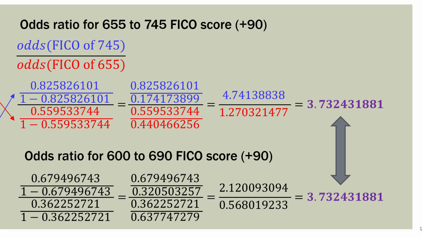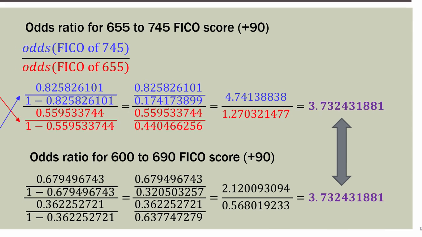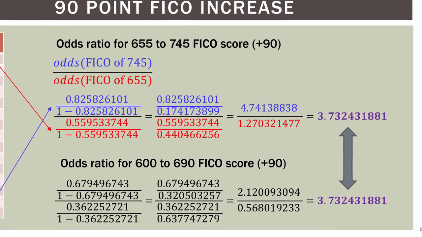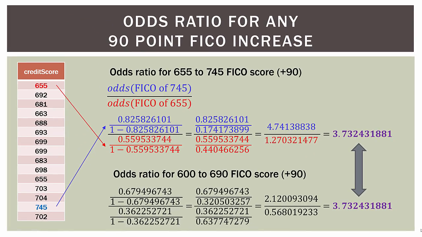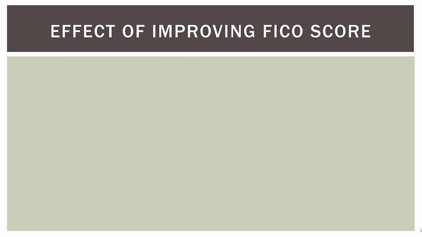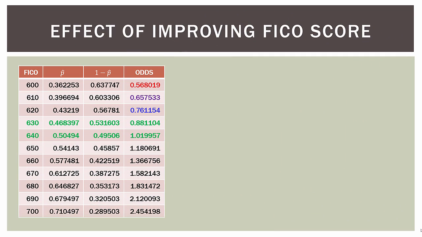So we could pick scores of 700 and 790, just like we did 600 and 690. We could pick 650 and 740. In all those cases, the odds ratio will be 3.732431 regardless. So for any given interval, the odds ratio between them is the same as long as the interval is the same. So let's build on that and talk about some other intervals.